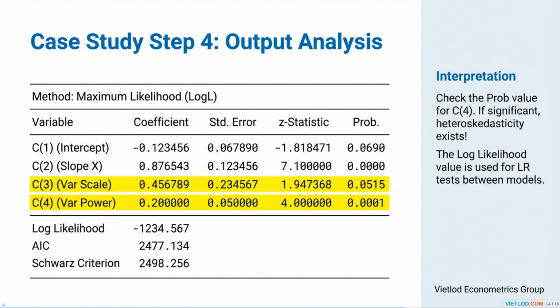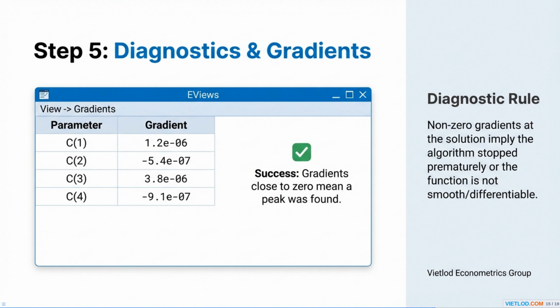After estimation, EViews provides a standard output table with coefficients, standard errors, z-statistics, and p-values. To test our hypothesis of heteroscedasticity, we focus on the parameters of the variance equation, specifically C4, the var power. We check the probability value, prob, for C4. If this value is small, typically less than 0.05, we reject the null hypothesis that C4 equals 0. A significant C4 confirms that variable z does indeed affect the variance, meaning heteroscedasticity is present.